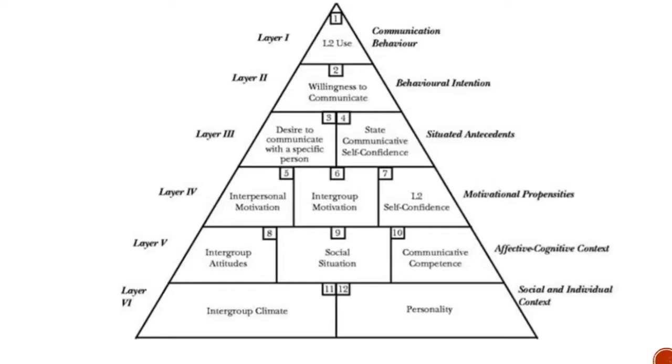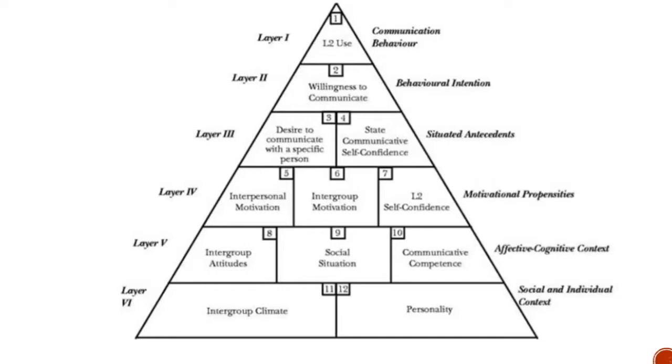At the bottom of the pyramid, we can see the variables which are more difficult to change because they are influenced by others, by context, or by the genetic traits of the individual. Then we can also see that variables to the left of the pyramid are more related to the group interaction, and the variables on the right of the pyramid are more related to the individual psychological aspects of the student.